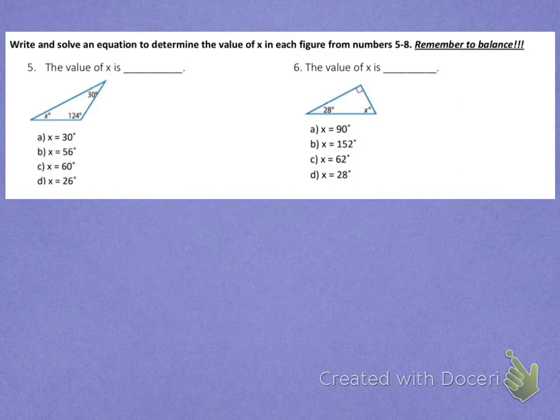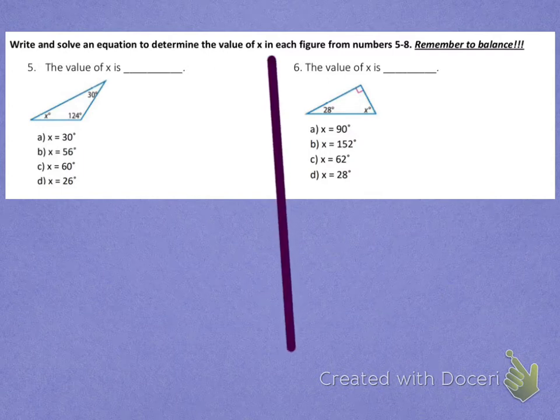Okay, so we are on number 5. It says write and solve an equation to determine the value of x in each figure. So this is what you learned on your video. I'm going to go ahead and separate these 2 numbers here. Okay, so we are working on number 5.